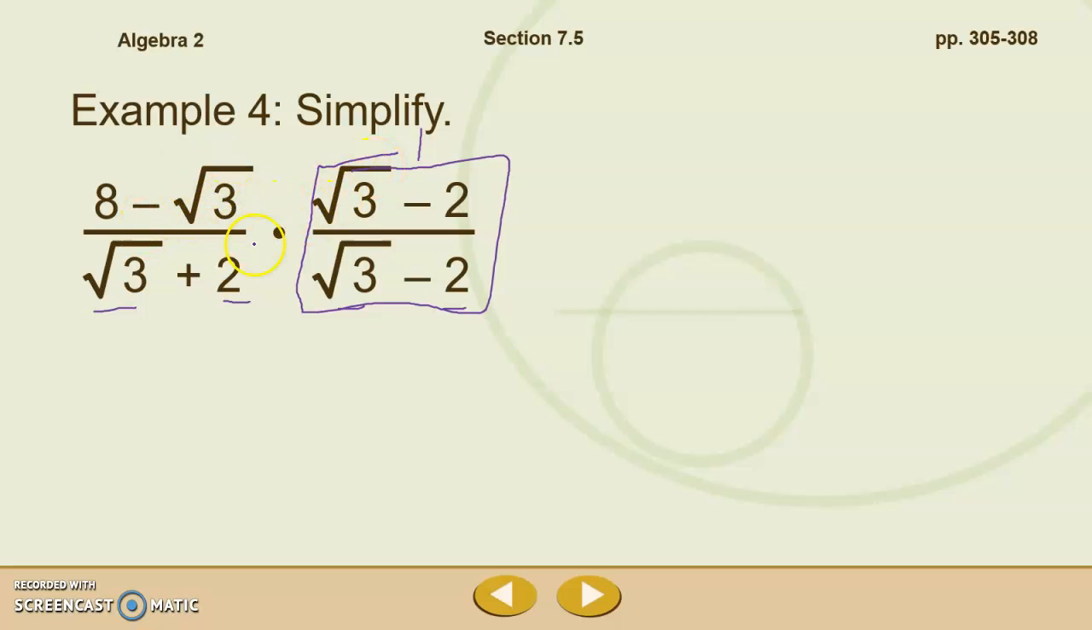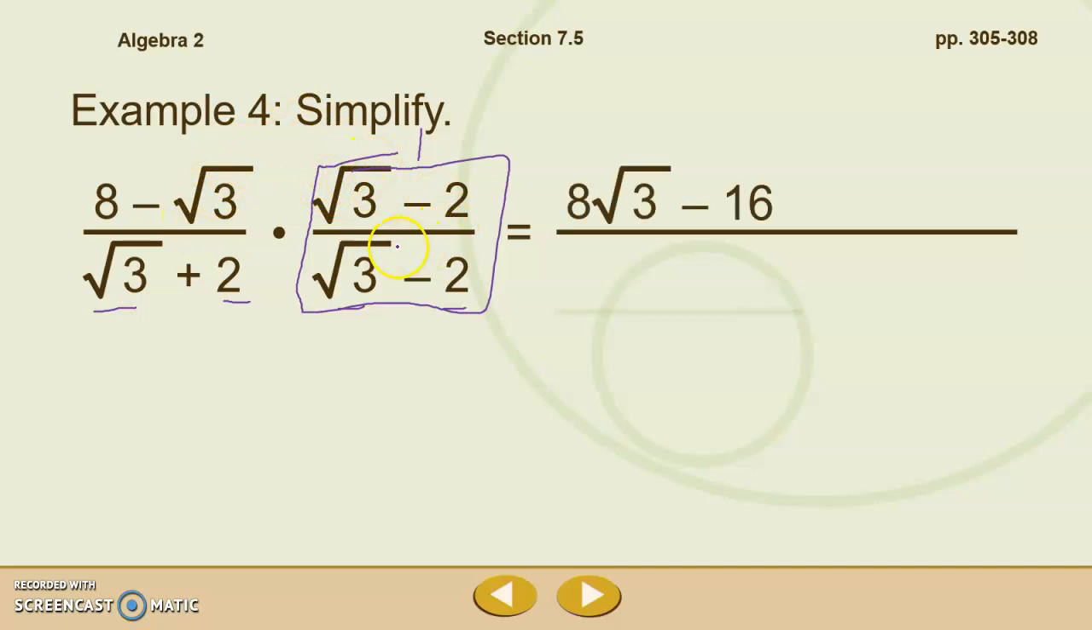So we're going to go ahead and multiply that out using the box method or distributing, FOIL, whatever method works best for you. And when we multiply that out, we get 8 times the square root of 3, 8 times negative 2, negative root 3 times root 3, and negative root 3 times negative 2. You end up with 8 root 3 minus 16 minus 3 plus 2 root 3. On the bottom, what we're going to end up with is just 3 minus 4.